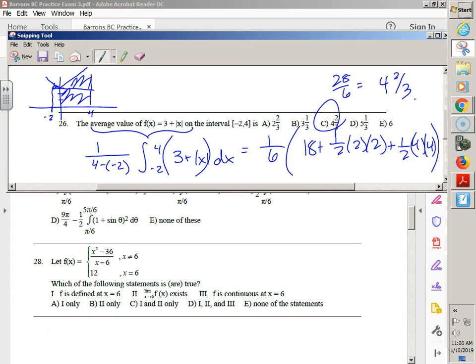I don't know, with absolute value of x in an integral, I just think geometry is easier, but you could split the bounds at 0. So you would go from -2 to 0 and 0 to 4, and then you'd do absolute value of both with 3 plus x. It could be. I think I would make more mistakes the other way, but either way.